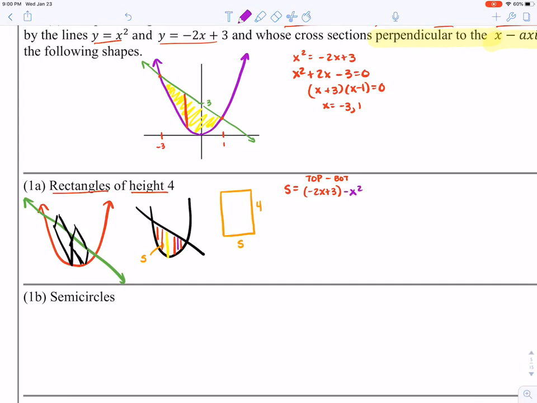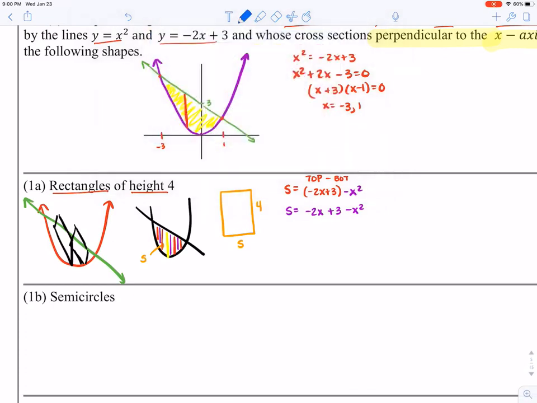And no matter where I make this slice, it will always have a side that will be a distance of -2x + 3 - x². So that is my side, okay?